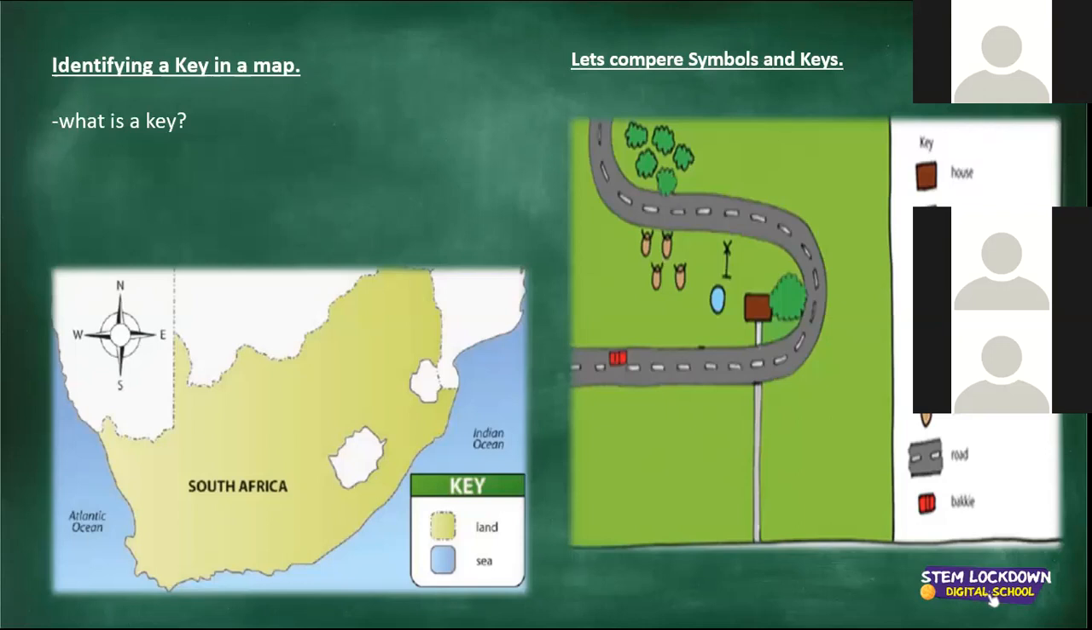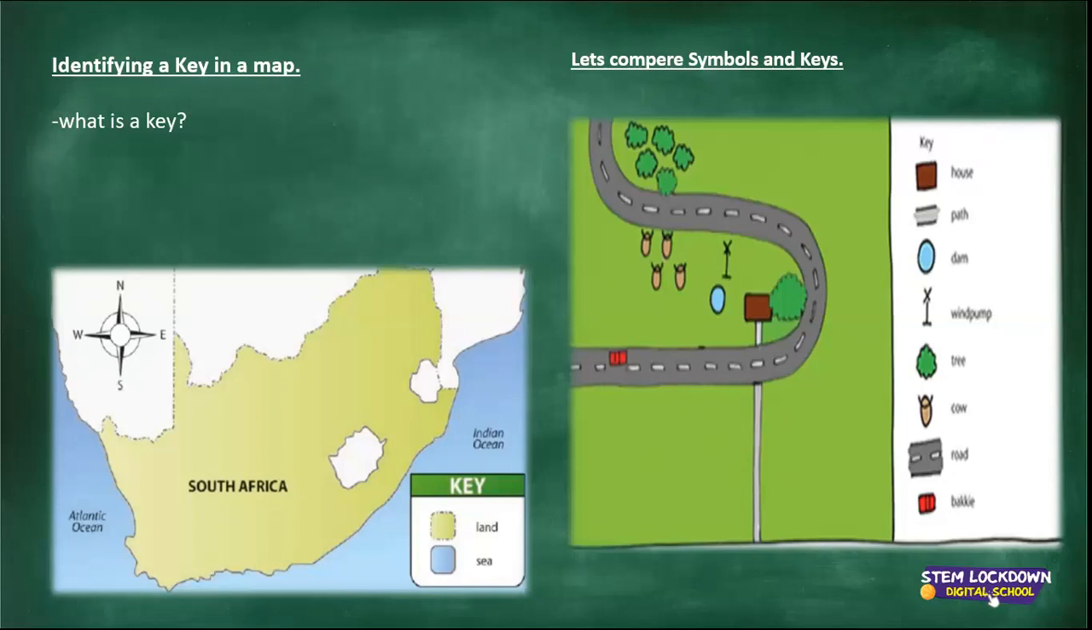Okay, let's move. Who wants to try? Zoe? A key is like a small picture to show you what is in the map. That's correct. Thank you very much. Here it's the small picture, as Zoe was saying. It shows us what is in the map.